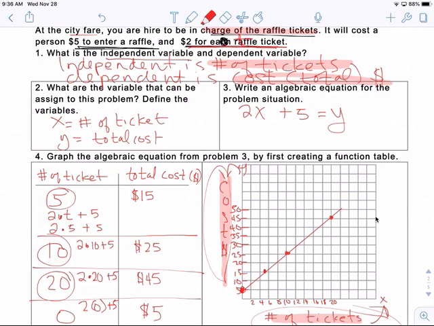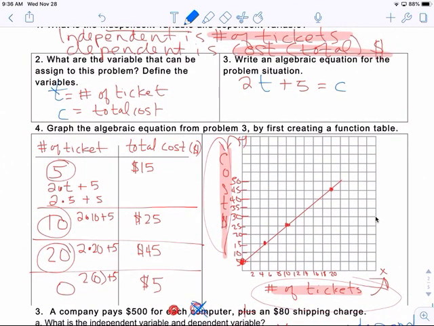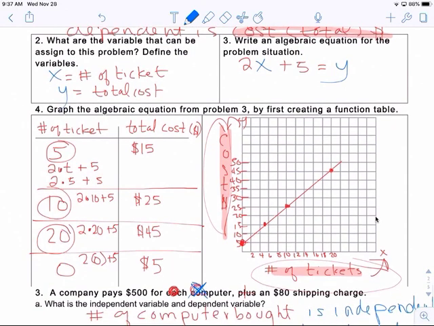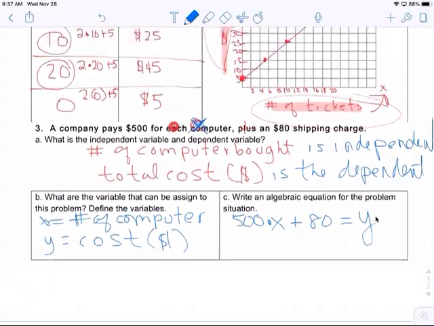Okay, and then I started out using T and C. You can do that, T and C, but then I changed it to X and Y to help me understand my graph better. I just said, okay, T is for ticket, C is for cost, so I changed T to X and then this to Y later. I'll show you what I mean on the last problem because I did all this here.